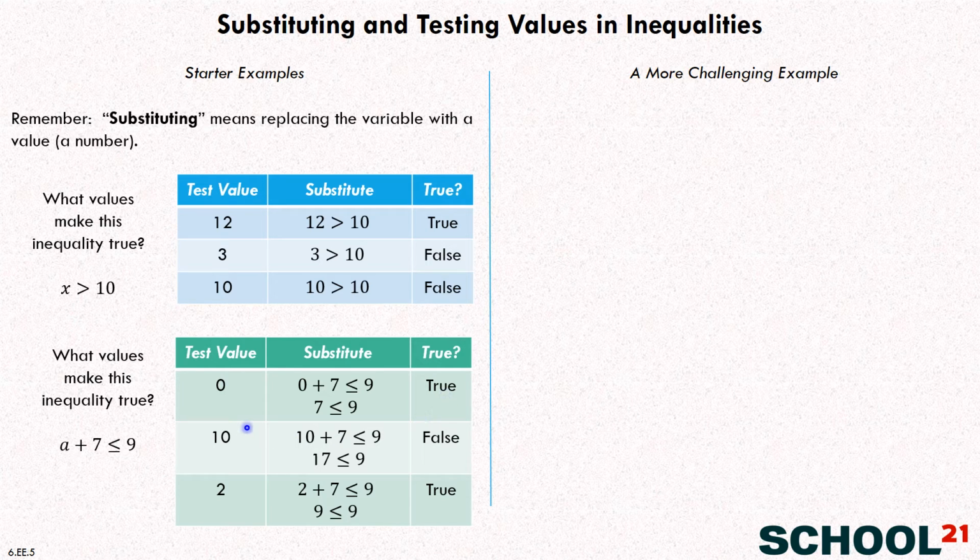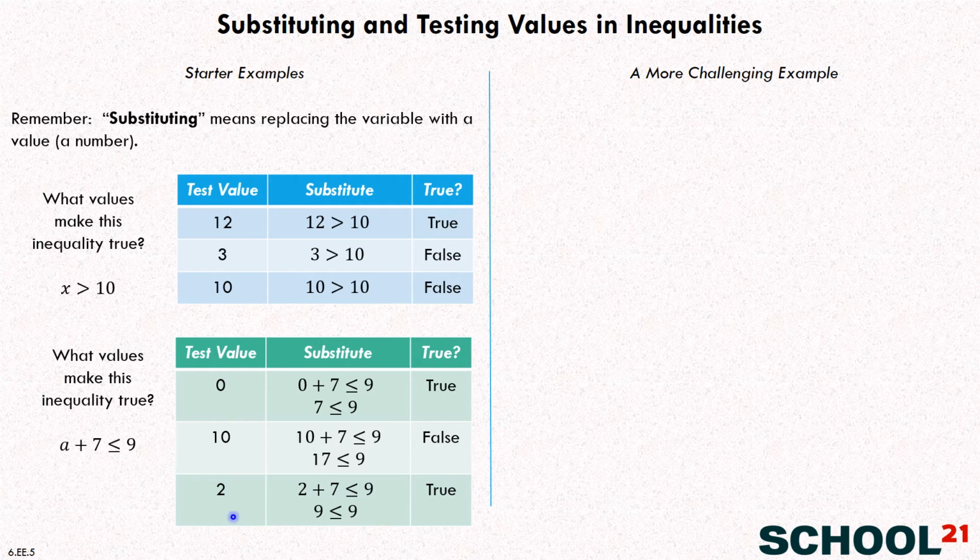Then we could try 10. We substitute 10 in for a here. So we have 10 plus 7 is less than or equal to 9. That's what we've got here. 10 plus 7 is? 17. 17 is less than or equal to 9. Is that true? No. Nope, so we put false here.